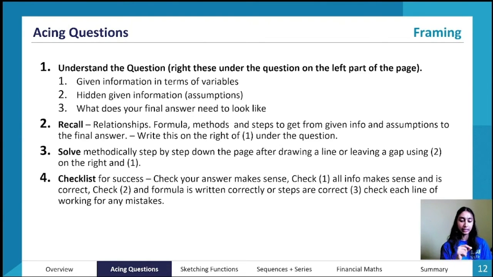Find out what that hidden information is. So from the least number to minimum stationary point or minimum turning point, that's two completely different things in your brain. So just keep that in mind and write that down for yourself.